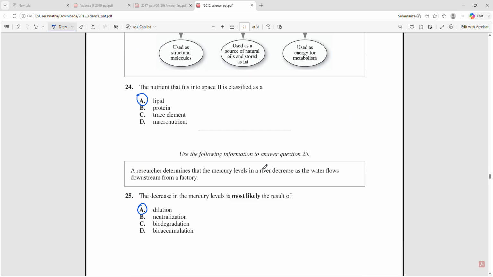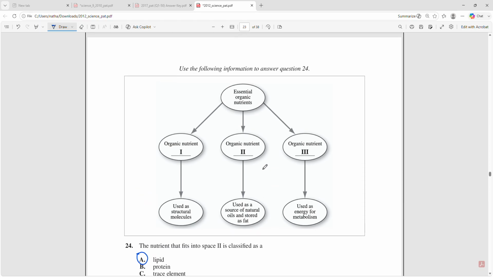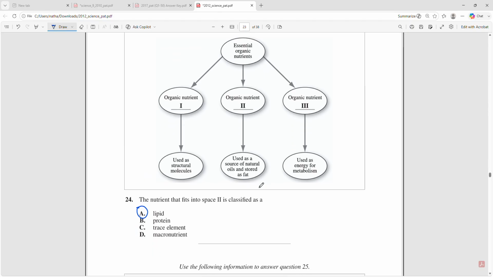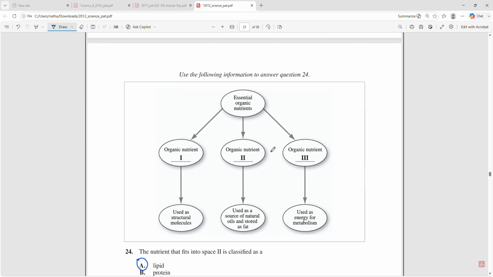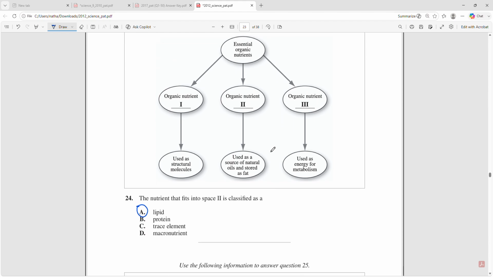Okay, last question, last page. We'll do these two and get you guys halfway there. All right. So we've got this diagram, and it says use the following information. We've got essential organic nutrients, organic nutrient 1, 2, and 3, and it describes below. This one used as structural molecules. This one is used as a source of natural oils and stored as fat. And these are used for energy for metabolism. So we're talking about carbohydrates, fats, proteins, that kind of thing.